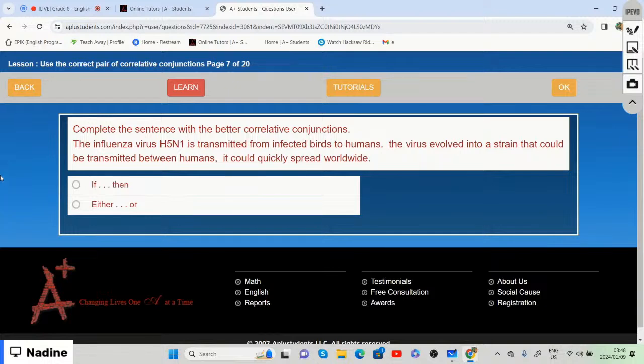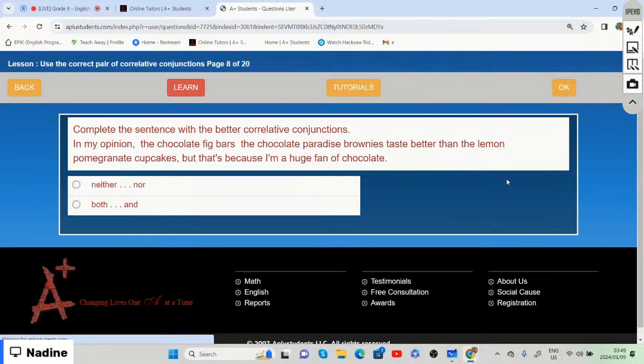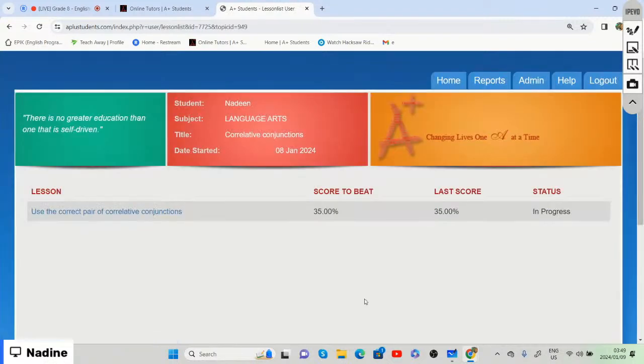All right. So if we choose the best correlative conjunction, then we will say the influenza virus H5N1 is transmitted from infected birds to humans. And if the virus evolved into a strain that could be transmitted between humans, then it could quickly spread worldwide. So if and then is our correct, best correlative conjunction, right?